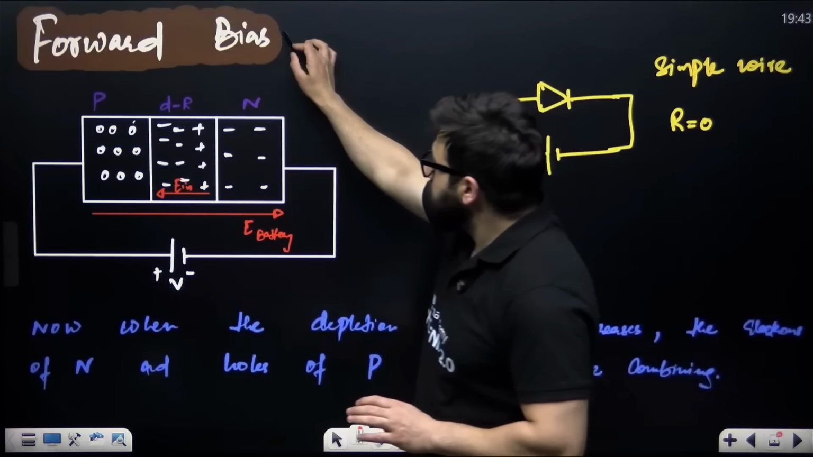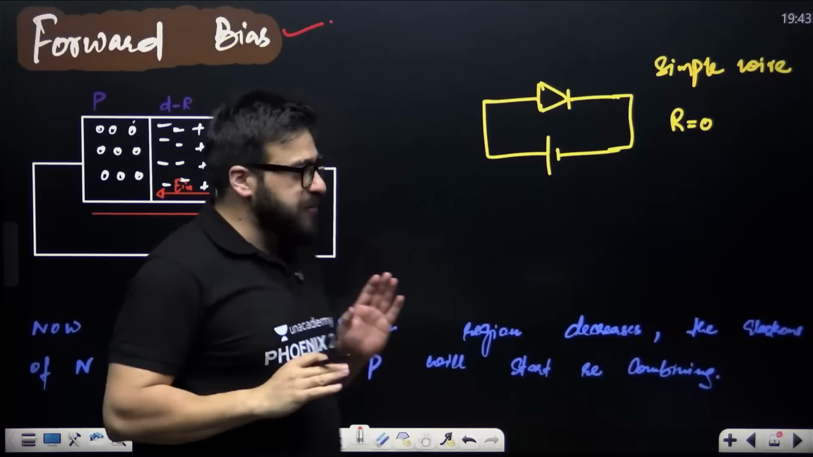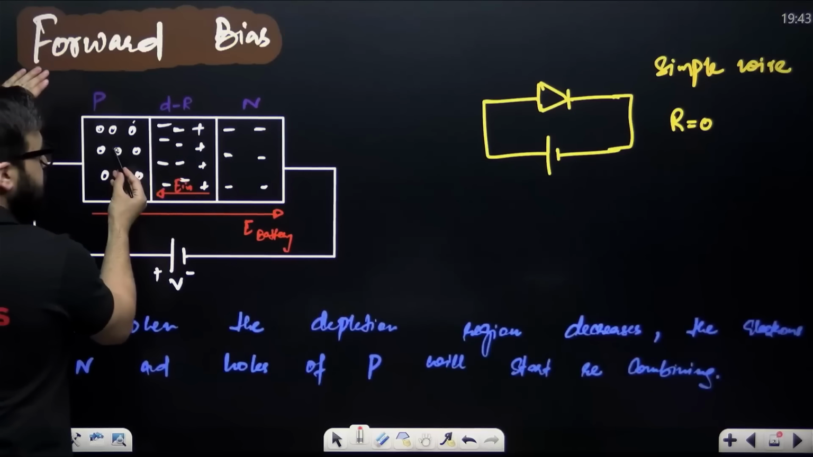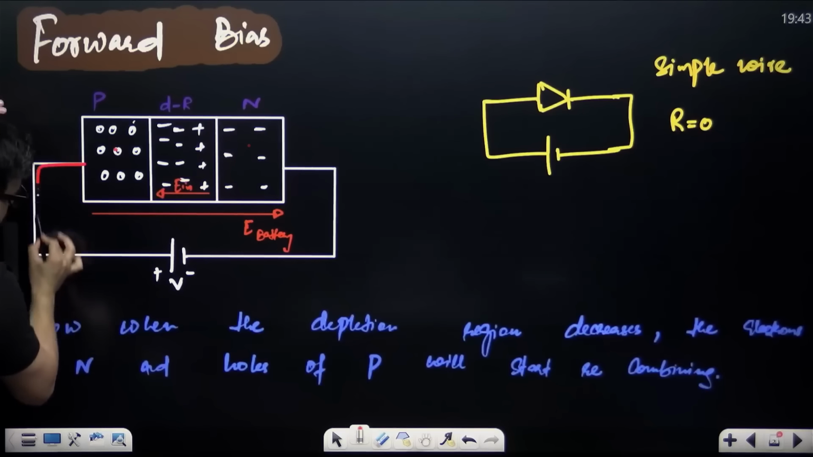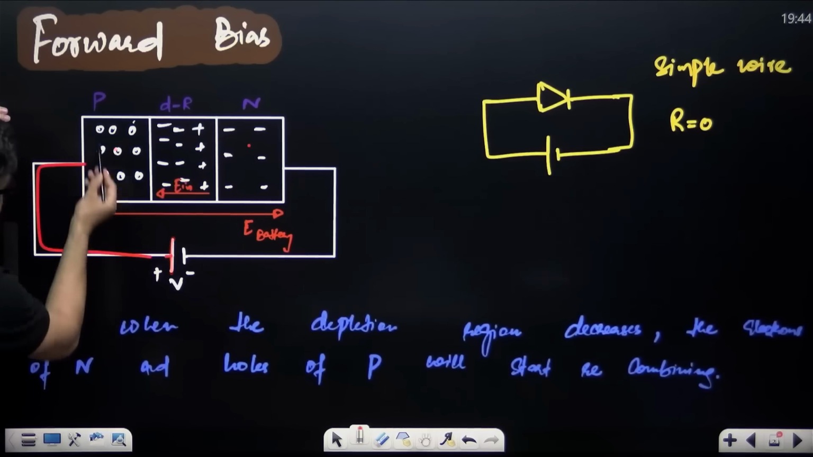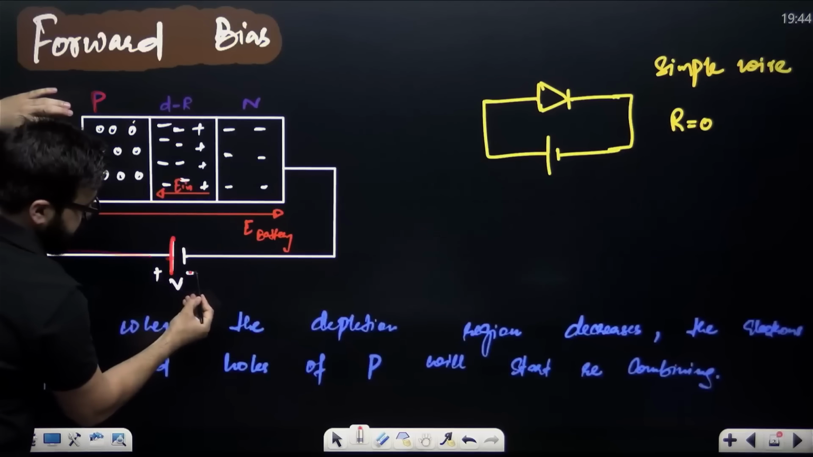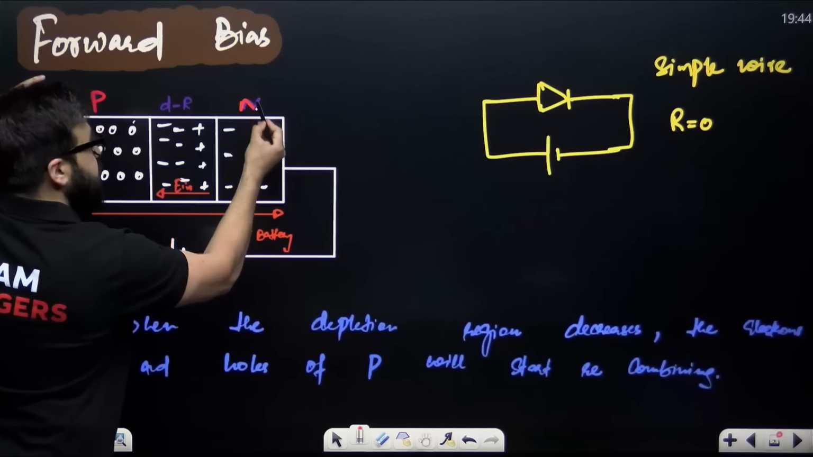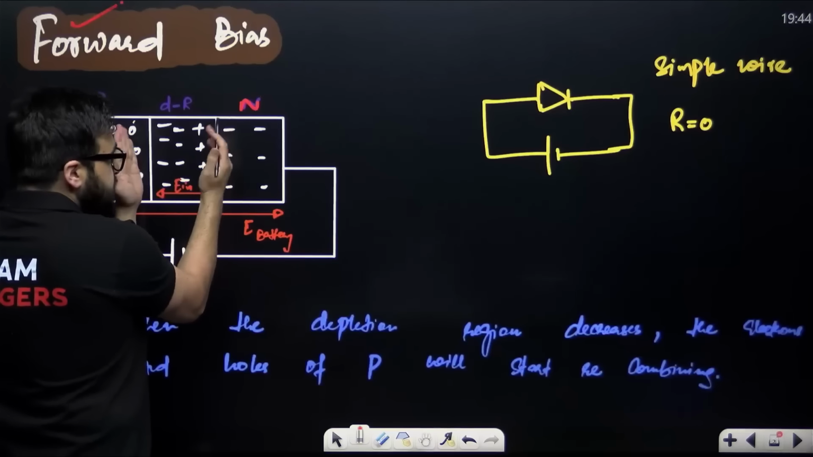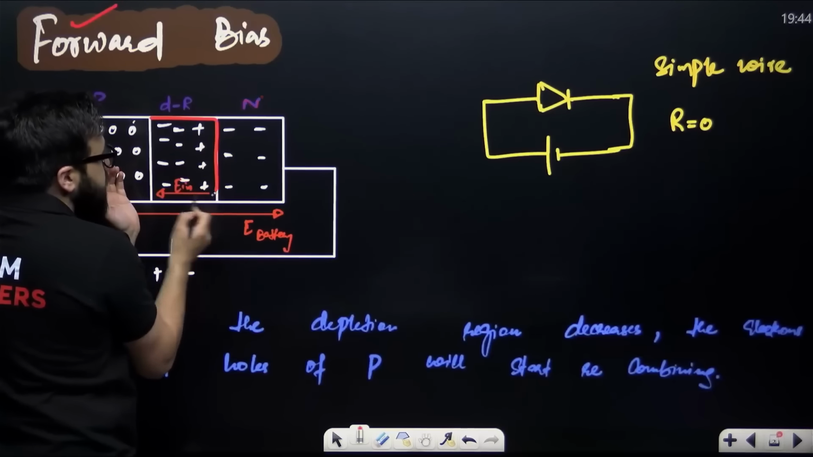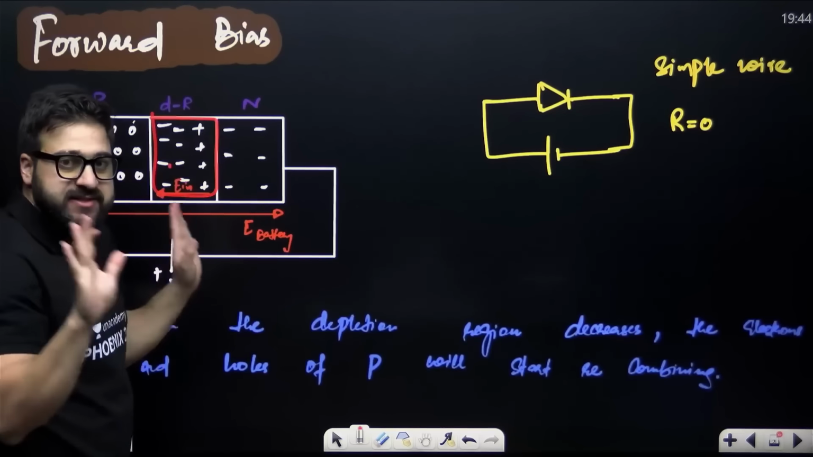First one, forward bias. My dear NEET aspirants, this is a semiconductor over here, P-type semiconductor, N-type semiconductor. You just have to remember one thing. If the positive terminal of the battery is connected to P side, negative terminal of the battery is connected to N side, this is what we call the forward bias. And in case of forward bias, this is called depletion region. This depletion region decreases. That's it.